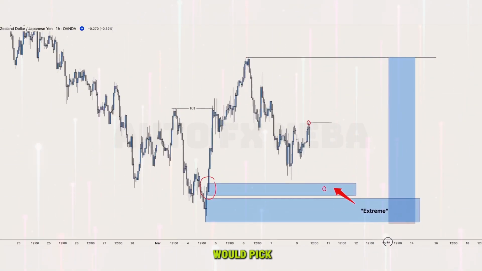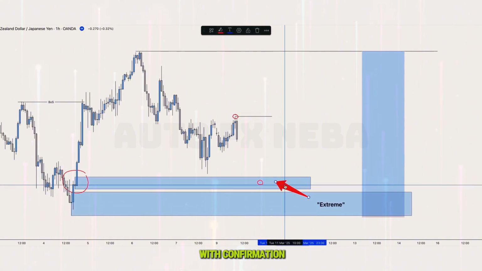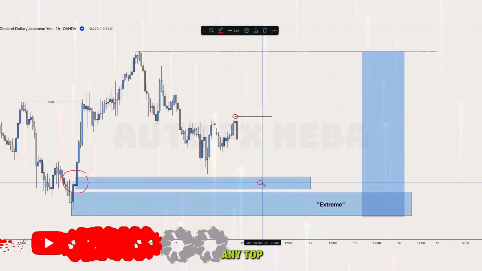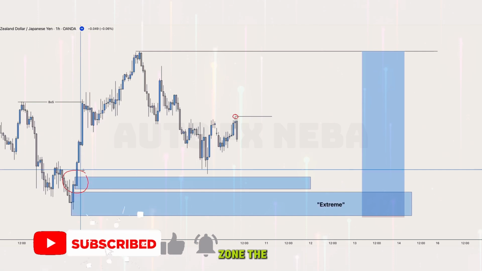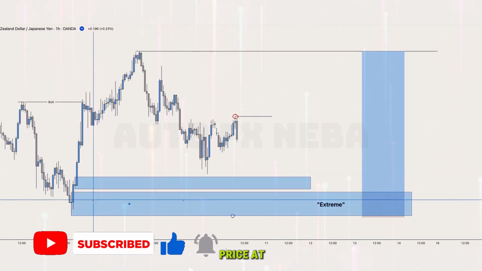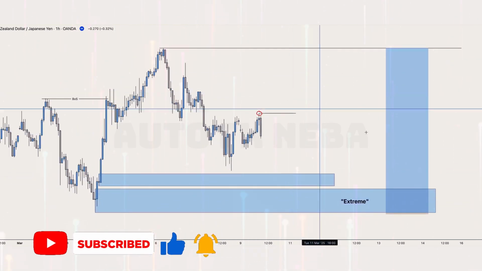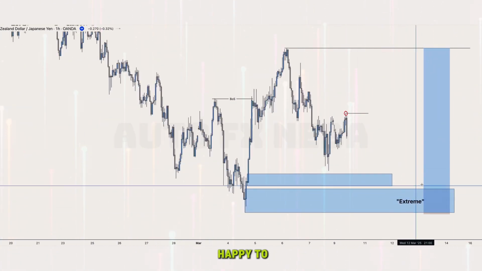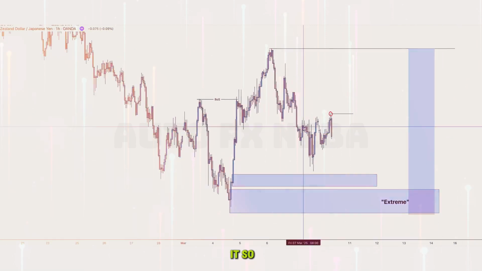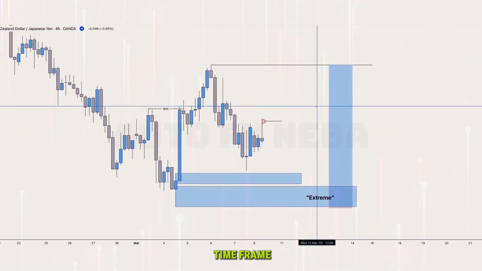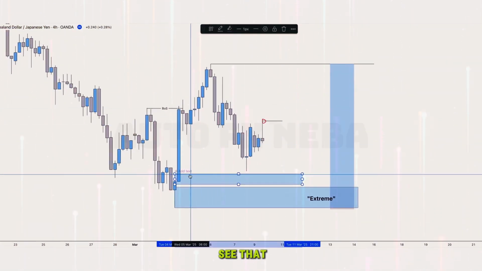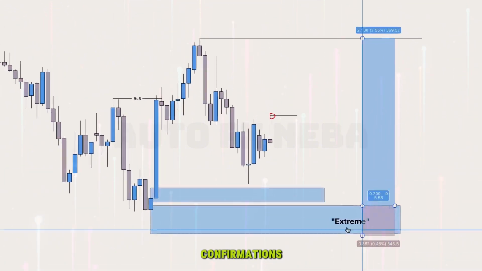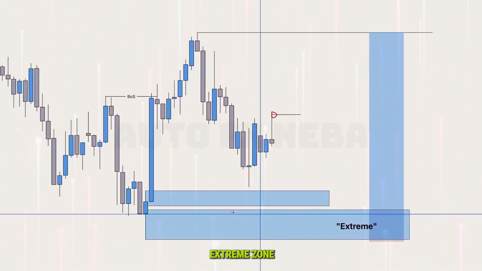So that's how you would pick between two zones. Just go with confirmation entries on any top zones, and then the lower zone, the extreme zone, the furthest from price at the bottom of the leg of price action, is where your order can be placed. You could place a buy limit there because you'd be quite happy to get in at that point if the market got to it. So if we jump back to the 4-hour time frame now, we can see that we have our top zone for potential confirmations and we have an order placed at the extreme zone.